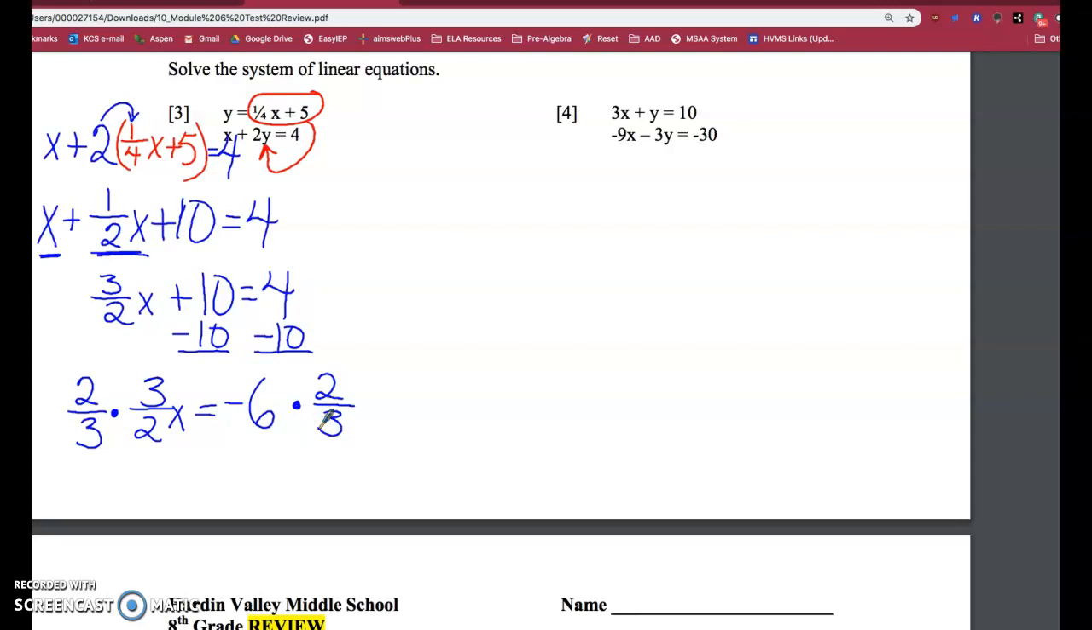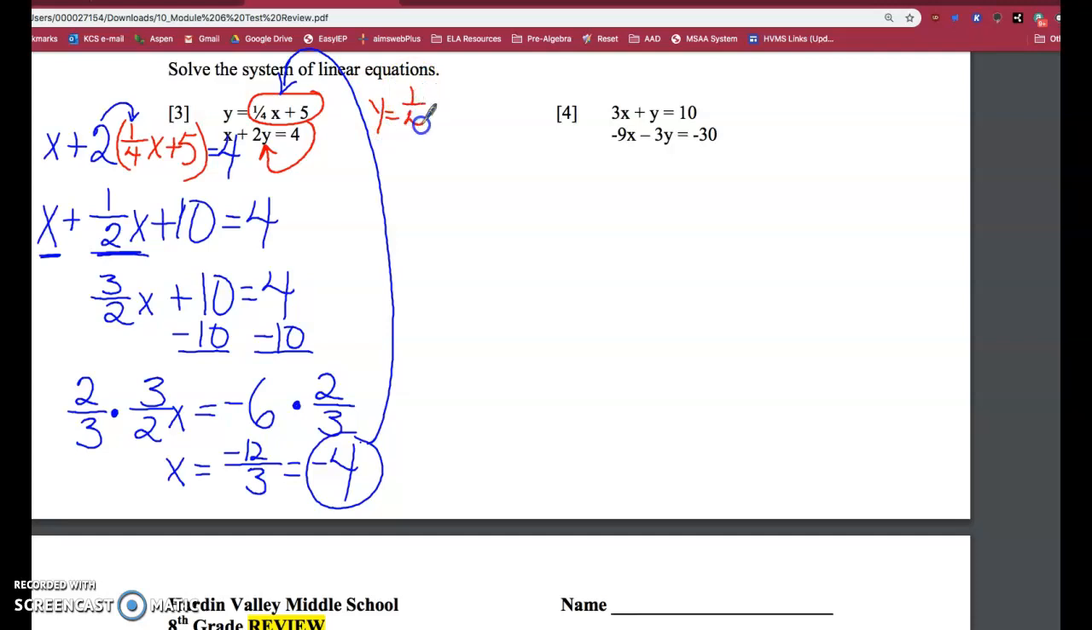Okay, so on the left, that'll cancel and leave me with x. On the right, -6 times 2 is -12 over 3, which equals -4. So x equals -4. Now I'm going to take that -4 and put it all the way back in our second equation up here. So y equals 1/4. I'm not writing x, I'm putting in -4.